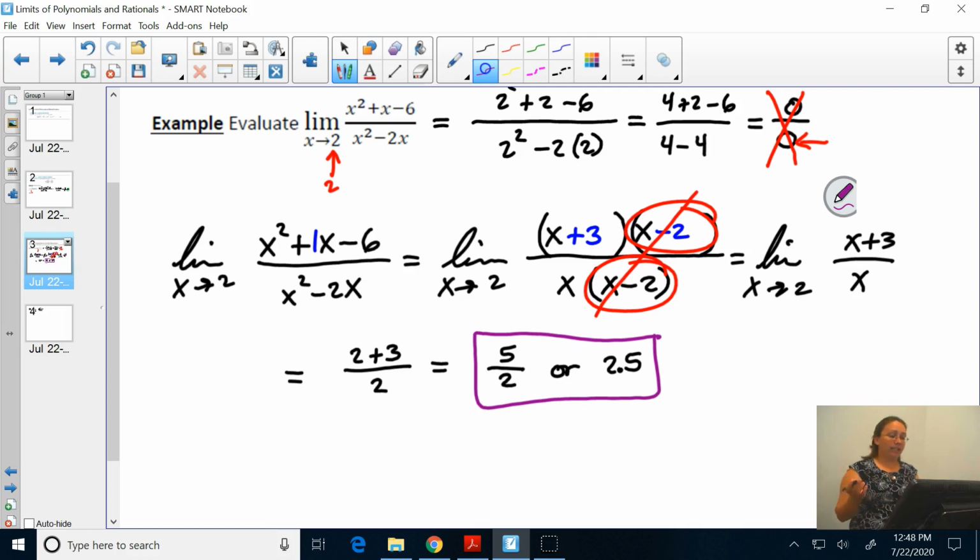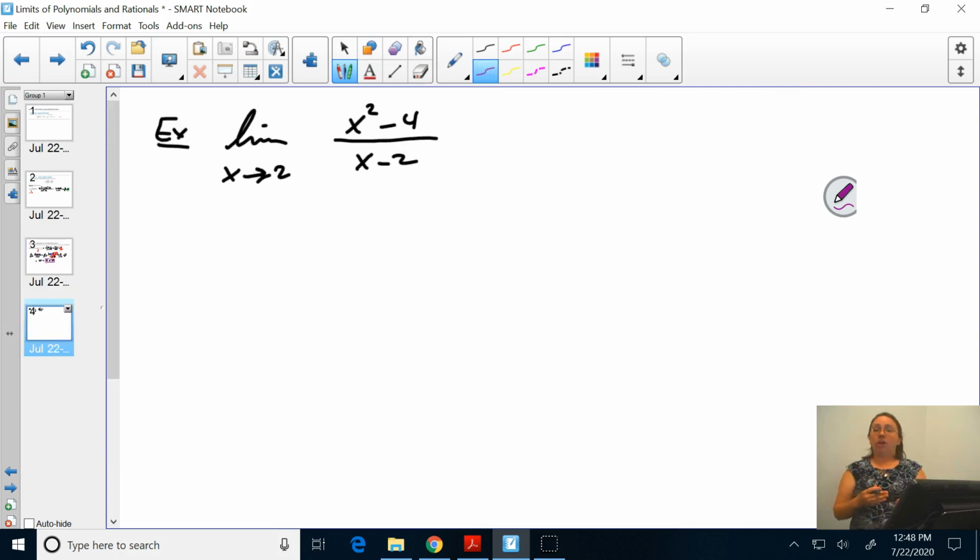Alright, so there is an example where the theorem originally did not apply, but we were able to use algebra. Algebra is our friend in calculus. And we were able to use algebra to simplify so that we could then apply the theorem and find the limit. Alright, let's try one more. This is actually one that we did back when we did a numerical approximation. We plugged in numbers approaching 2, and we looked to see what the limit was approaching.